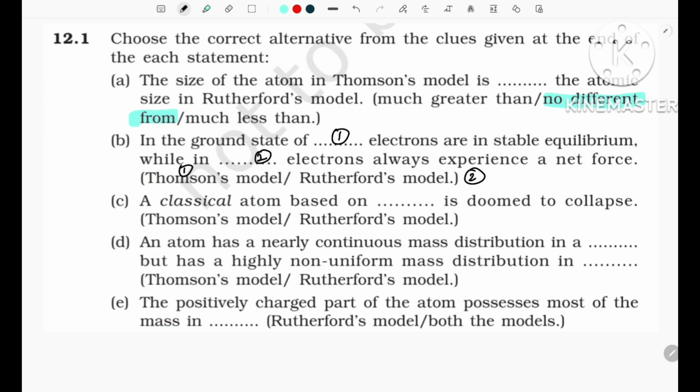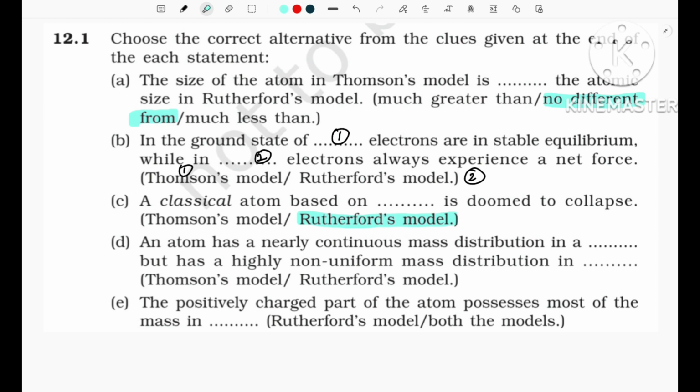The third question, a classical atom based on dash is doomed to collapse. So a classical atom based on the Rutherford's model is doomed to collapse because in Rutherford's model, as you have studied in the theory, the electron is accelerating and an accelerated charge continuously emits electromagnetic radiation, due to which it should lose its kinetic energy and eventually it should come closer and closer to the positive nucleus, and it should eventually fall on the nucleus, which is another way of saying that the atom cannot be stable. Okay, so a classical atom based on the Rutherford's model is doomed to collapse.